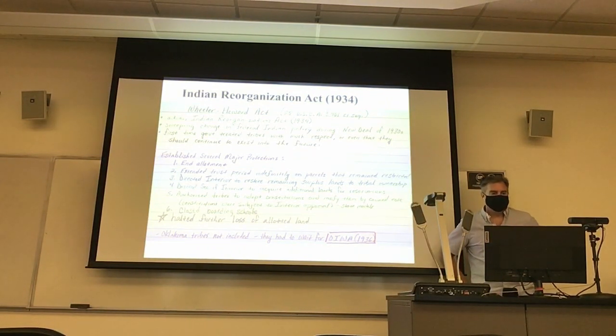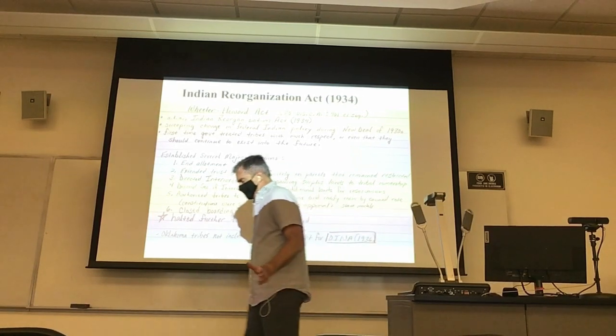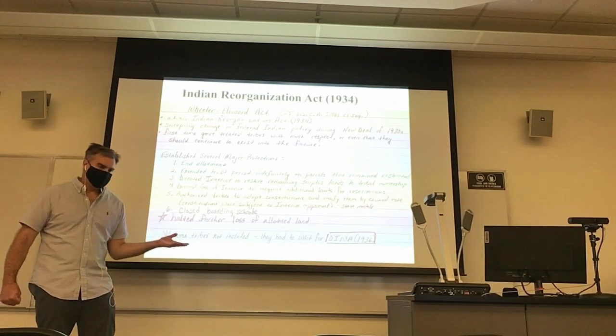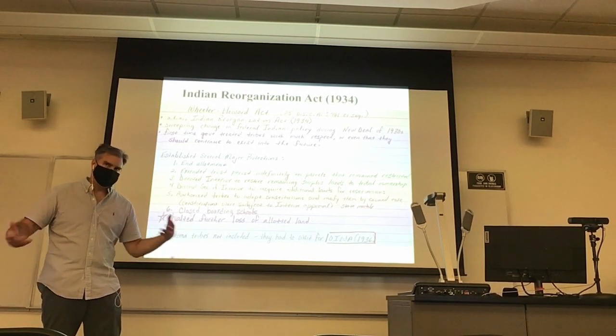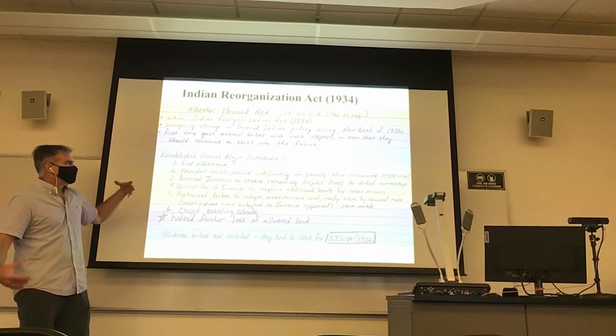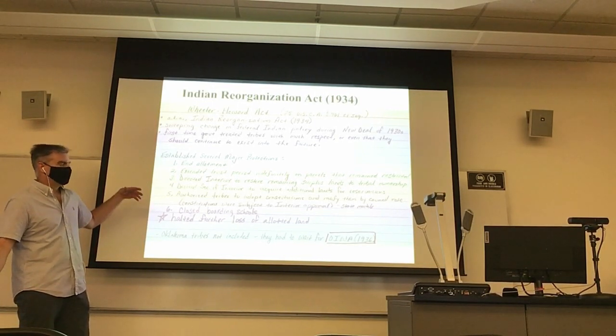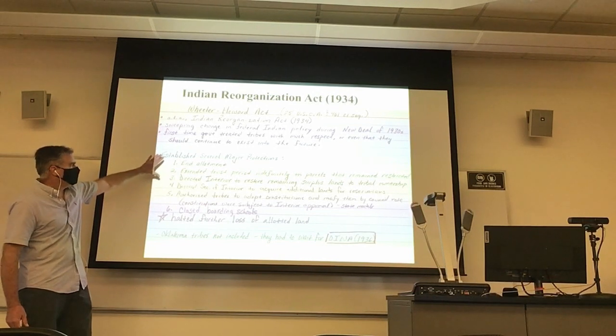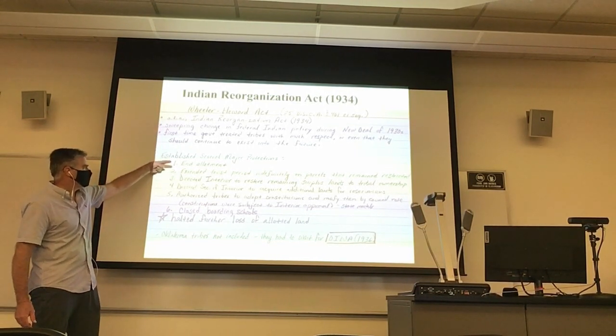So here are some basics of the Wheeler-Howard Act, or the Indian Reorganization Act. I don't know why we give everything two or three names, but this is it. It was the first time that the government treated tribes with any real respect, or even that they should continue to exist into the future. This is a major change, a 180-degree change, right? So up until this time, and particularly after the Indian Removal Act, and especially after the Indian Wars of the 1870s and the peace policy that got started after the Civil War, the government begins to actually respect Native American groups as legitimate groups of people in the country. It established these major protections. Number 1, the IRA ended allotment.